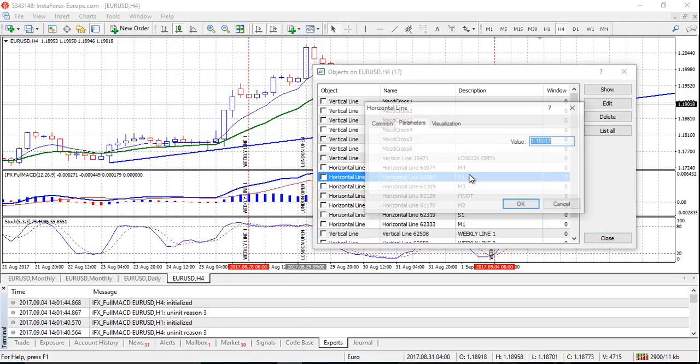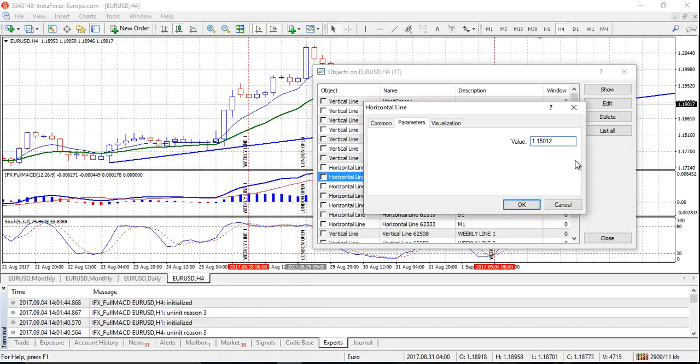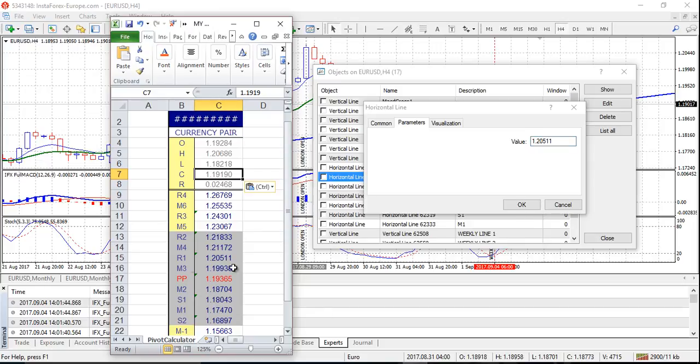The next one is R1, which is resistance 1. That is 20511. So I went out here, 20511, and then cross checked that. R1, 20511. Okay, that.